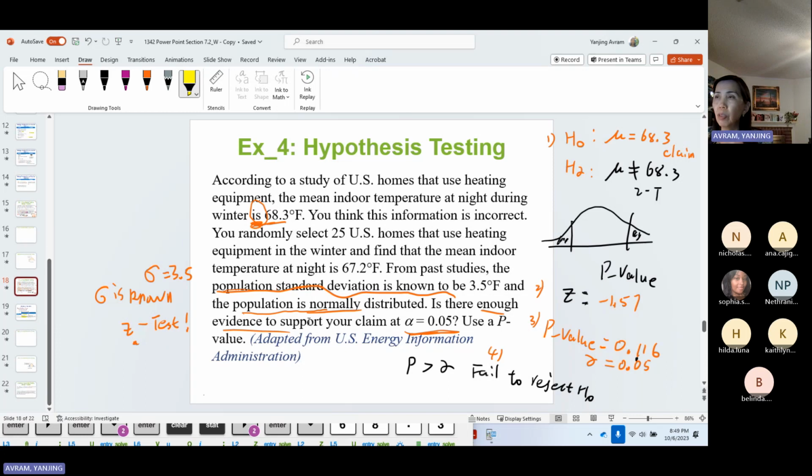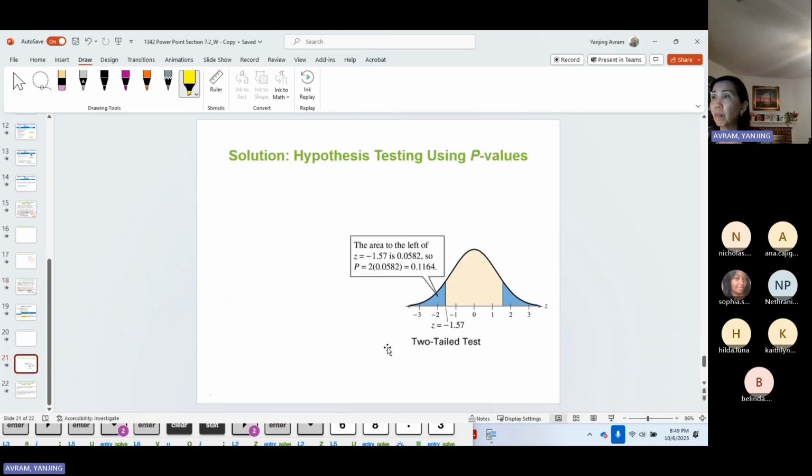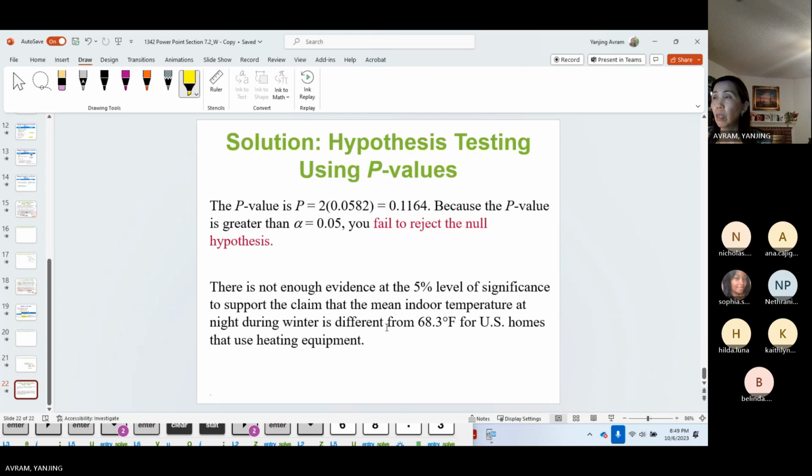I know sometimes the terminology in statistics seems a little bit hard to understand, right? Okay, so we fail to reject the null hypothesis. That means there's not enough evidence at the 5% level of significance to support the claim that the mean indoor temperature is 68.3 degrees. Okay, so that is how you do this one.